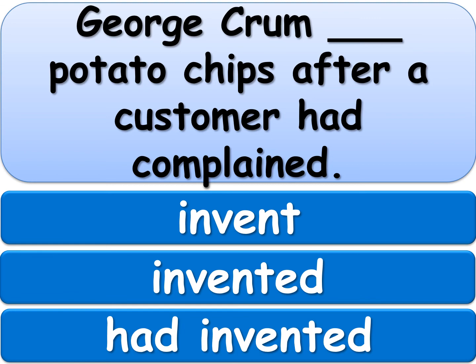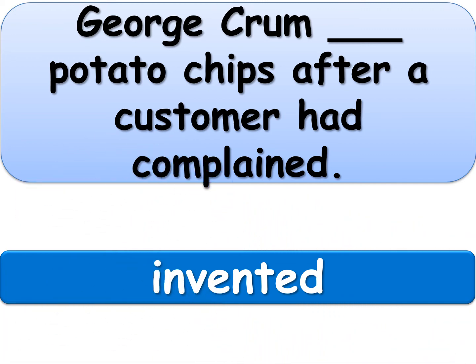Here's one about George Crumb. He invented potato chips. Now, which one should we use? Invent, invented, or had invented in this sentence? George Crumb blank potato chips after a customer had complained. So this time we'll need the simple past, invented. George Crumb invented potato chips after a customer had complained.